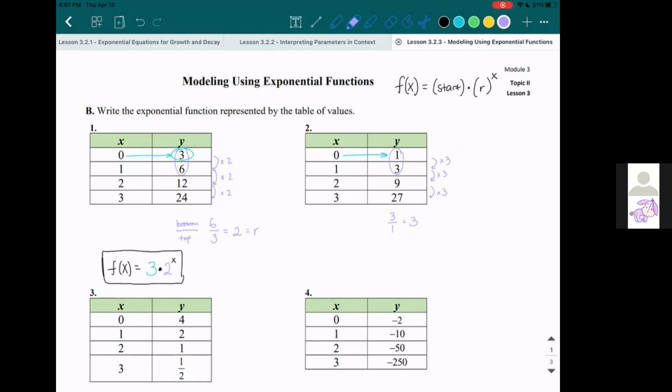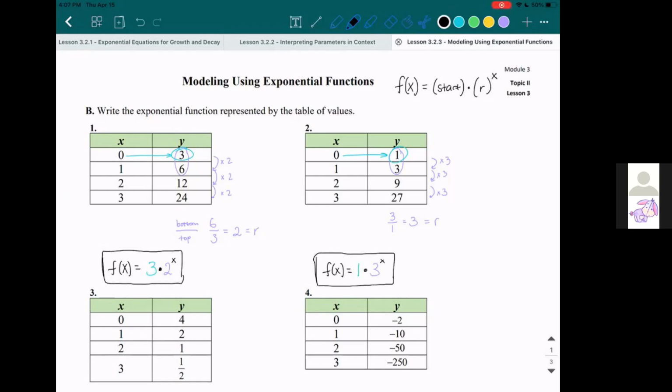And if you check, it makes sense. 1 times 3 is 3. 3 times 3 is 9. 9 times 3 is 27. And so therefore our common ratio is 3. Putting it together, we have f of x is equal to 1, our starting number, multiplied by 3 to the power of x. And that is your final answer.